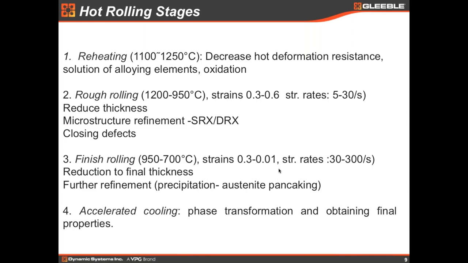After that, we have the finishing rolling, which is performed at a lower temperature. Remember that the temperature decreases constantly, and we have lower strains as compared to rough rolling. The aim here is to reduce to final thickness, and to be very precise, you need to go in the range, and cause further refinement, where we can have some microalloy precipitation and austenite pancaking to perform the conventional controlled rolling. Finally, the steel goes to the runout table in a hot strip mill or to accelerated cooling in a plate mill, and we have a phase transformation, and the amount and the volume fractions of phases will be very important to obtain the final properties.